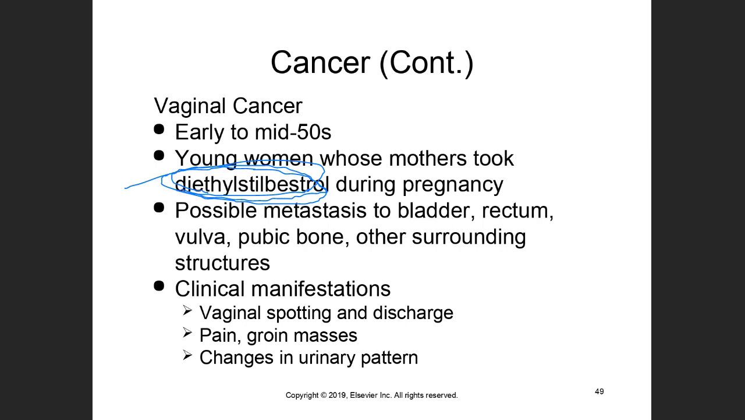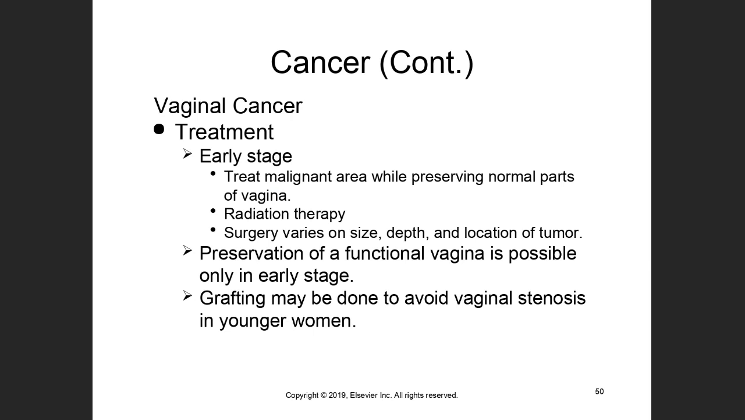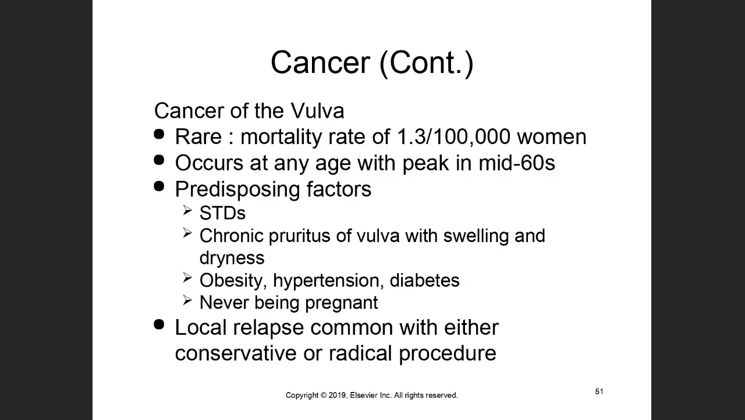Possible metastasis to bladder, rectum, vulva, pulmonary, and other surrounding tissue. Clinical manifestations: vaginal spotting and discharge, pain, growing mass, change in urinary pattern. Treatment: in early stage, treat the malignant area while preserving the normal part of the vagina. Radiation therapy. Preservation of a functional vagina is possible only in early stage. If you catch the disease later, you have to remove the vagina.